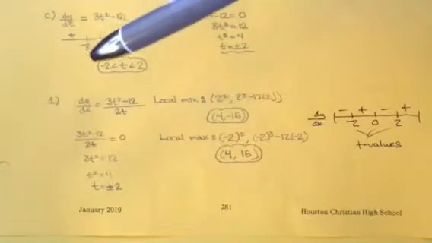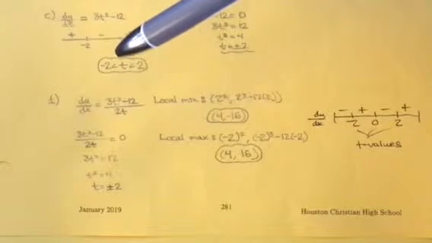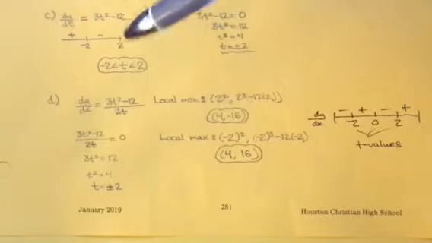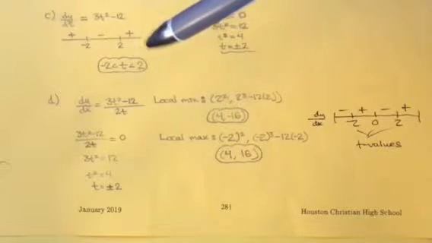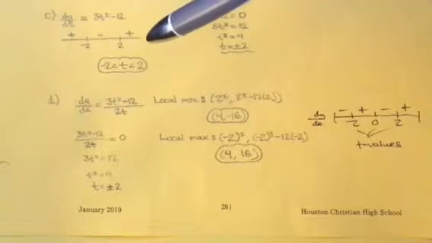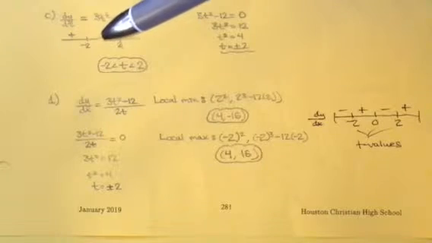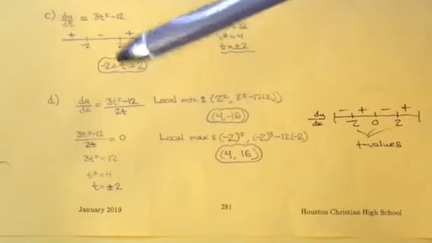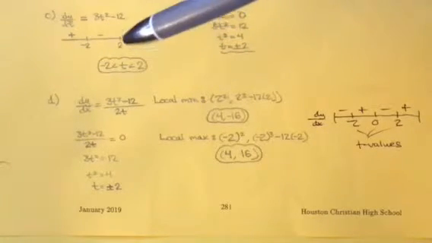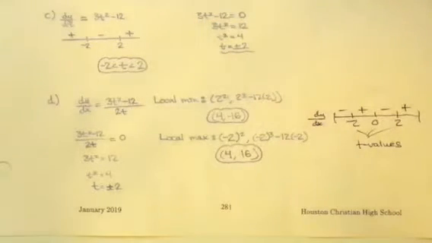And when t is less than negative 2, dy dt is positive. When t is in between negative 2 and 2, dy dt is negative. And when t is greater than 2, dy dt is positive again. And so to answer this question, what we want is when dy dt is negative, because that's what we said before, and that's when t is greater than negative 2 and less than 2. So that's our answer.